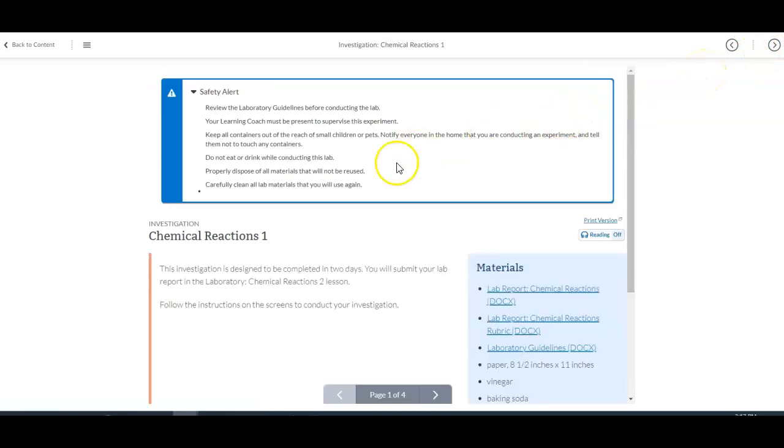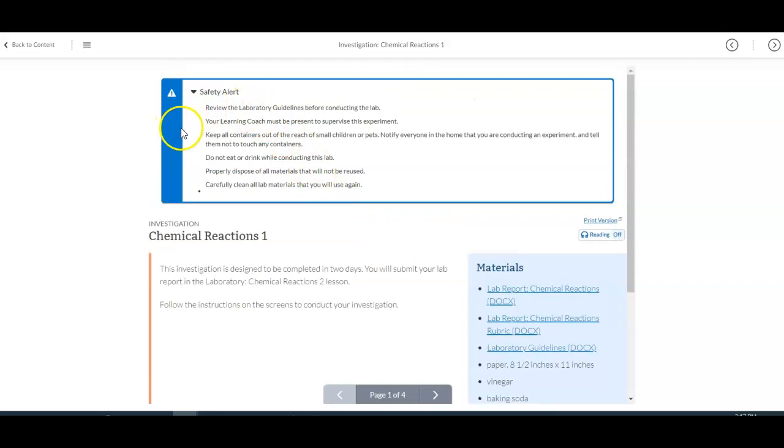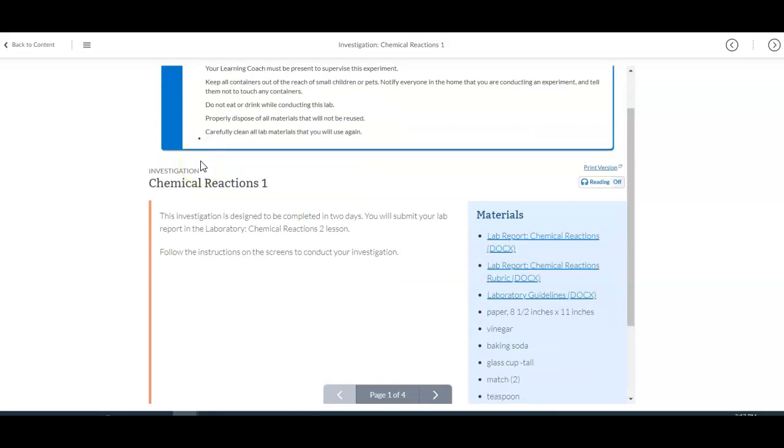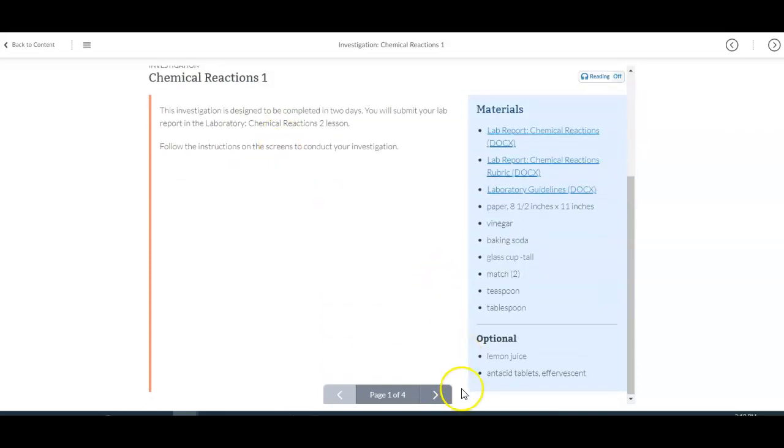As we get there, remember, if you decide that you're able to do this experiment in your home, don't eat or drink anything while you're doing the lab, and dispose of your materials. Again, you're using vinegar, baking soda, and water, but you're also using an open flame, so you need to be careful with that. And again, the lab report document is there for you.